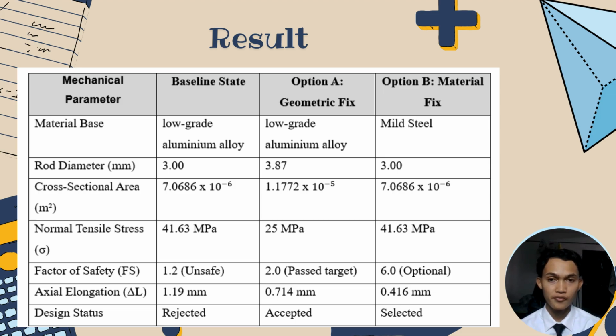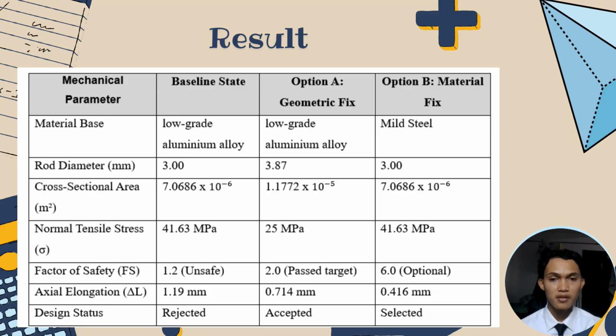Our evaluation of the initial baseline state, which used a low-grade aluminum alloy with a 3 millimeter rod diameter, showed that it was unsafe, yielding a weak factor of safety of 1.2 and a high axial elongation of 1.19 millimeter, leading to its rejection. To fix this, we explored two options. Option A, geometric fix: increase the rod diameter to 3.87 millimeter using the same aluminium, lowering the stress to 25 megapascal, and successfully raising the factor of safety to an accepted 2.